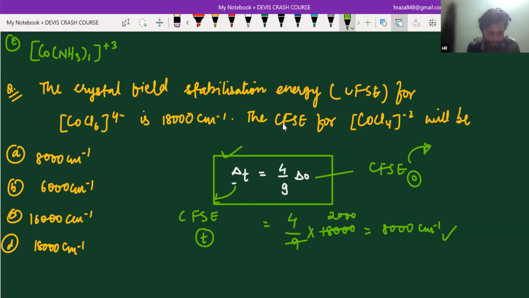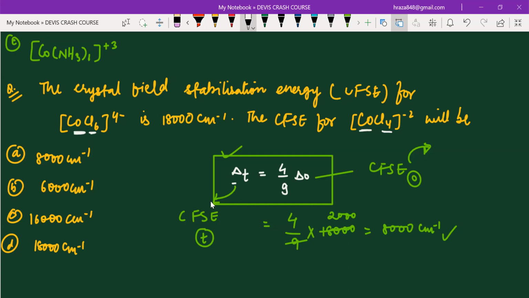So when can you apply this formula? When the central metal atom is the same? Yeah, it will be the same when the ligands and the central metal atom are the same. Then you can use the formula for crystal field stabilization energy for octahedral and tetrahedral. Got it? Wait, I'm writing. Very good.